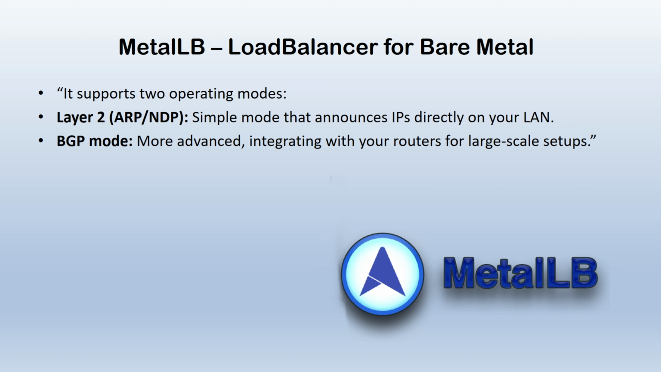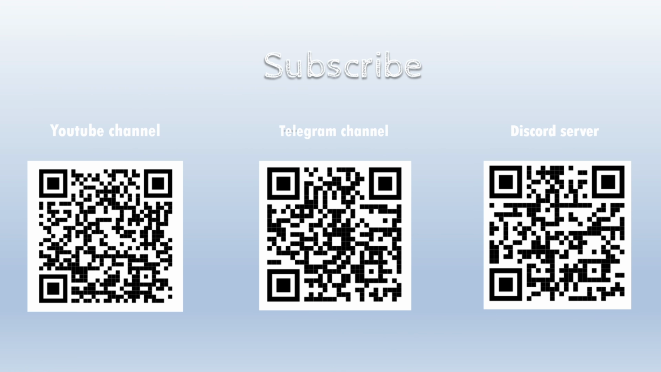MetalLB can run in two different modes. Layer 2 mode, which is super simple and works out of the box. It just announces IPs via ARP. And BGP mode, which integrates with your routers if you have a more advanced setup. Let's set up and configure it.